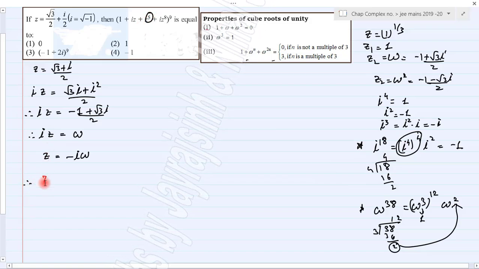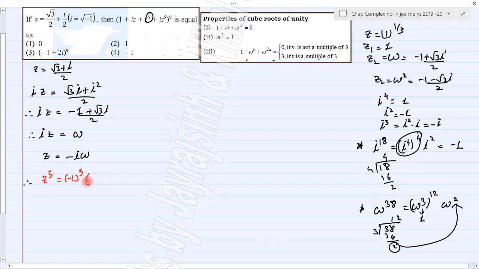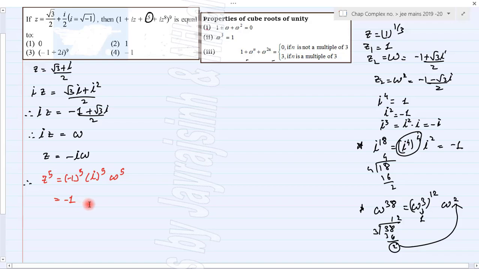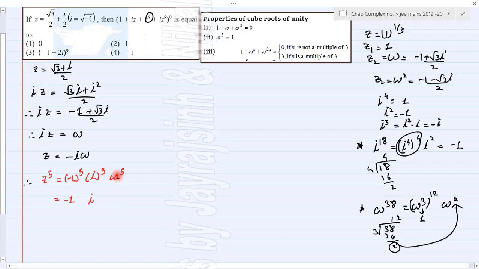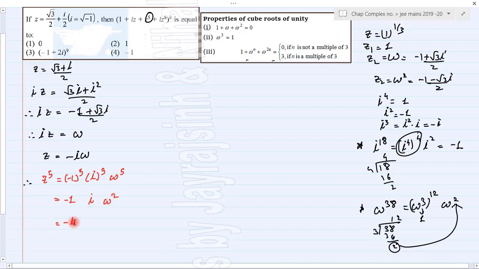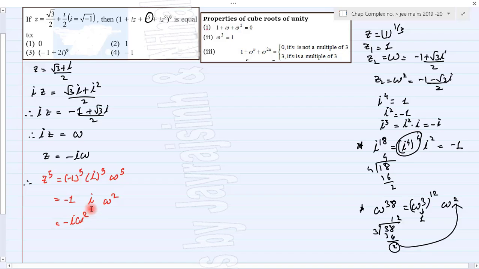So z raised to 5 is nothing but -1 raised to 5, i raised to 5 and omega raised to 5. -1 raised to 5 will be -1, i raised to 5 will be i, and omega raised to 5 will be omega square. So this will be minus i omega square.